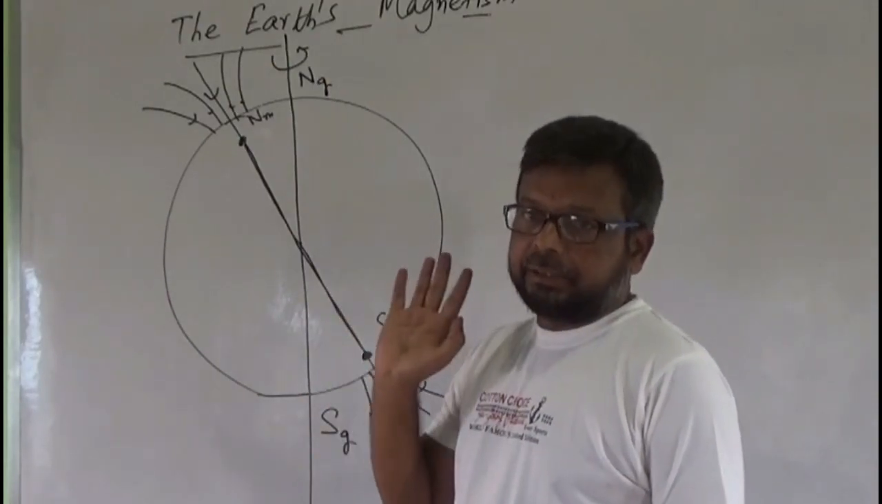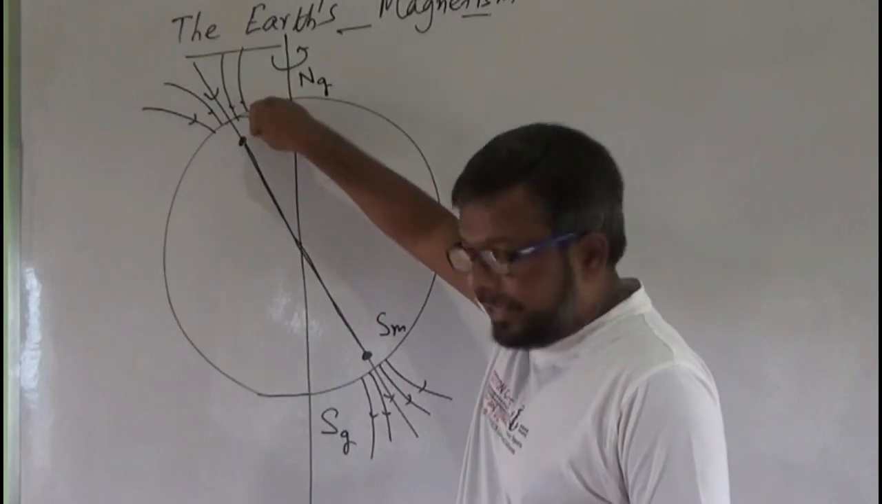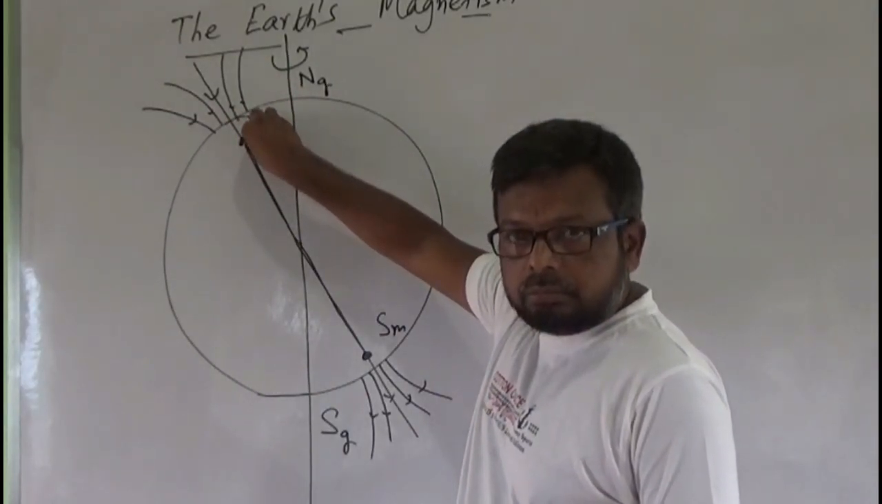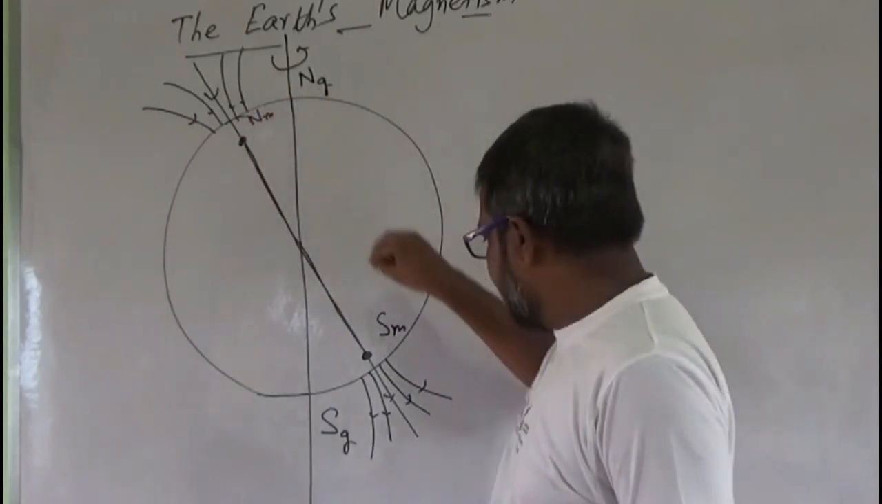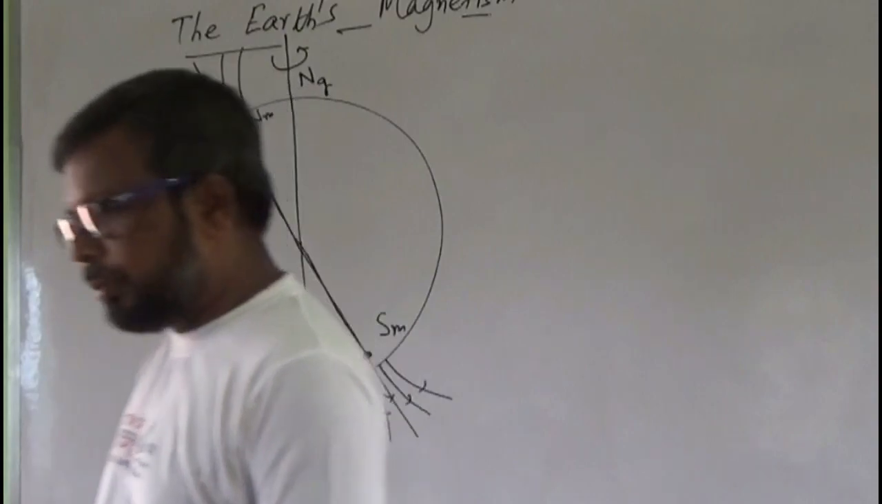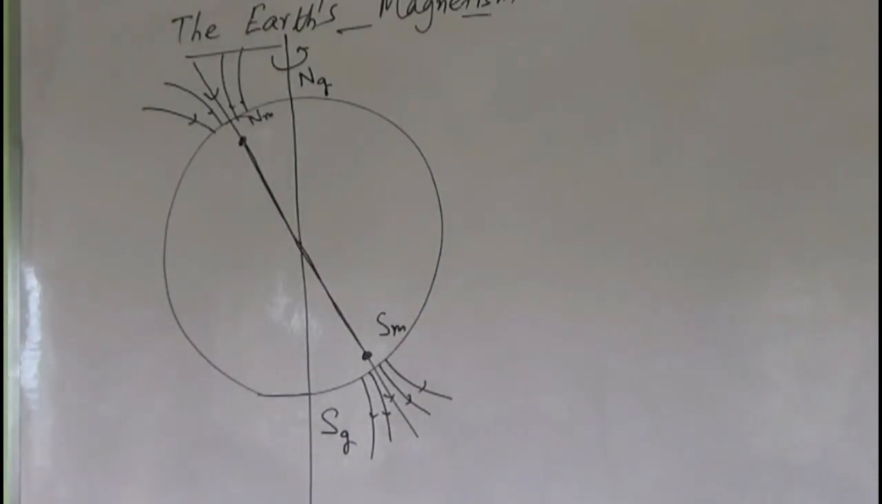Just replace this thing. That magnetic north pole behaves like a south pole, and the magnetic south pole behaves like a north pole. Just replace the north pole of a bar magnet. Just replace this thing, you may get the clear idea.